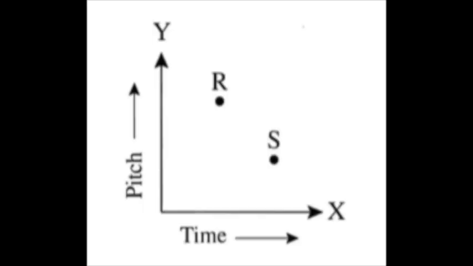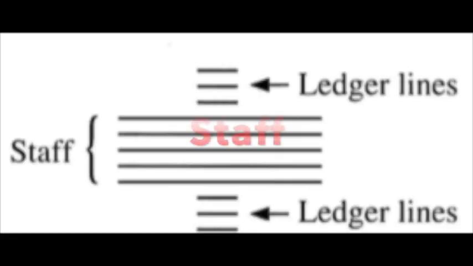When it comes to notation on the staff, our system of musical notation is similar to a graph in which time is indicated on the x-axis and pitch is shown on the y-axis. We can see here R occurs before S in time, and it is higher than S in pitch. The staff is used in music to indicate the precise pitch desired.